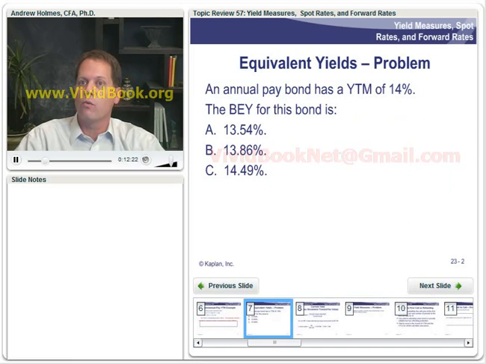We solve for it in one step, 14%. What is a bond equivalent yield? In other words, what is this bond, the BEY, that would give us 14% per year? Well, the first thing we can ask is, is it going to be higher or lower than 14%? If it turned out that the bond equivalent yield was higher than 14%, then we'd know the answer was C, right? So we wouldn't have to do any of the calculations.